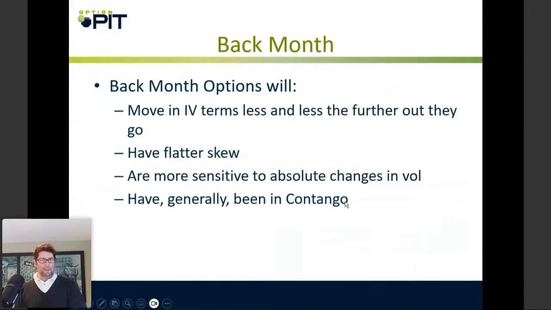Okay, back month options in IV terms: IV moves not as fast the farther out you go. You're going to have flatter skews in general, so that skew trade is less pronounced. They're more sensitive to an absolute change in vol, meaning a 1 or 2 point volatility move 3 months out is relatively large. And again, mostly you're in contango unless the market starts to blow up. Contango being that red curve that I showed you.